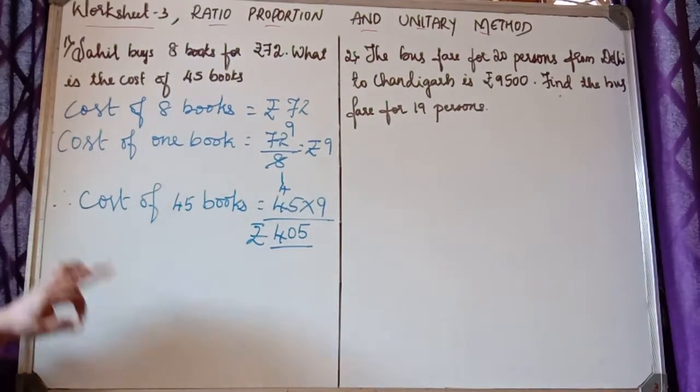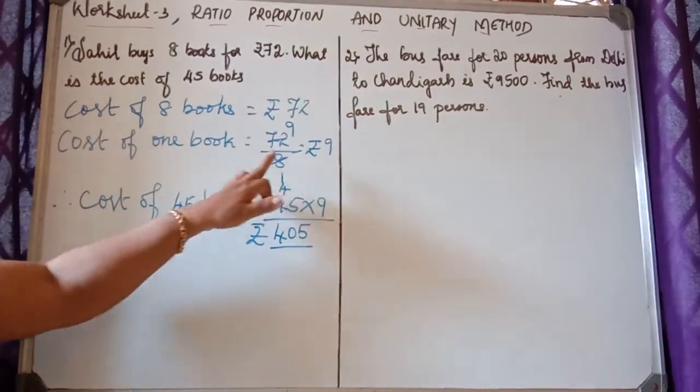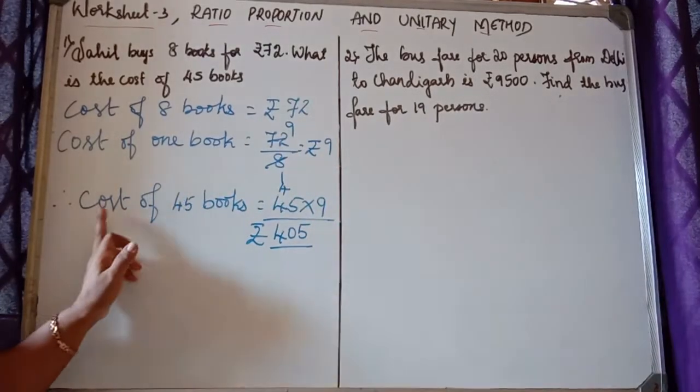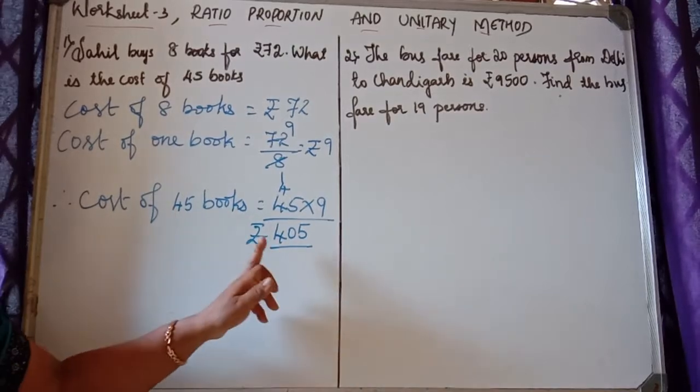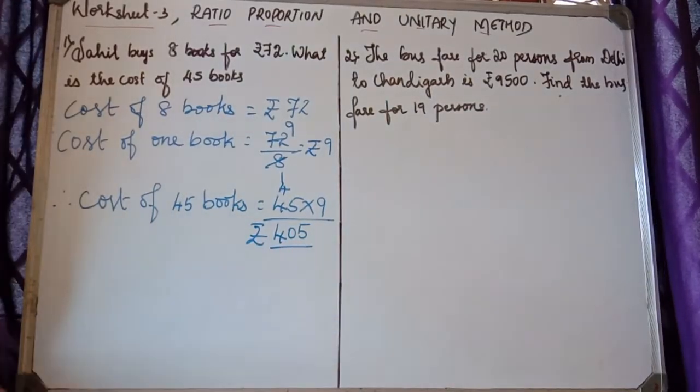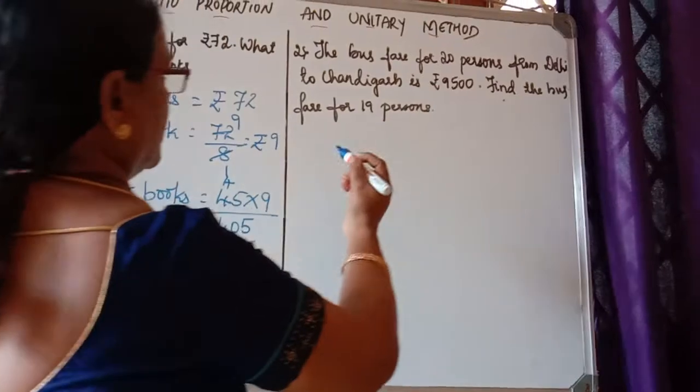This method is called the unitary method. First we found the cost of one book. With the cost of one, we multiplied by 45 books. We found the cost of 45 books with the help of multiplication. Now we will move to the second sum.